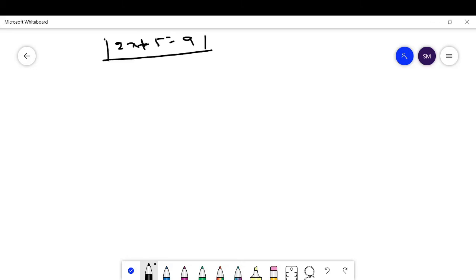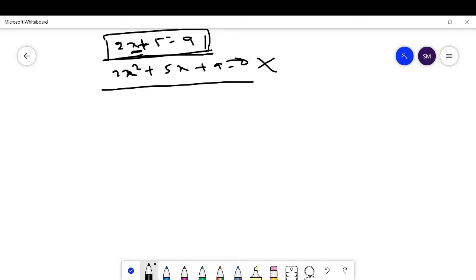In a linear equation, the highest power of the variable is 1. Here the highest power of x is 1. 2x square plus 5x plus 9 is equal to 0 is not a linear equation, because the highest power of the variable is 2 here.